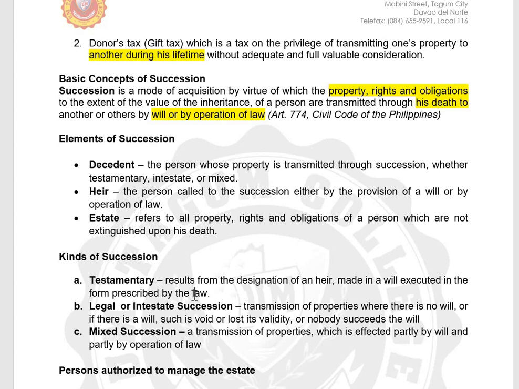Okay. So, next would be a mixed succession. It is a transmission of properties, no? Which is affected partly by will, partly by operation of law. Say for example, di lahat ng property na include sa last will and testament. So, yung properties na na-include sa last will and testament, of course, should follow the last will and testament. But for those property naman na hindi na-include sa last will and testament, ang i-follow niya is legal or intestate succession. Okay?